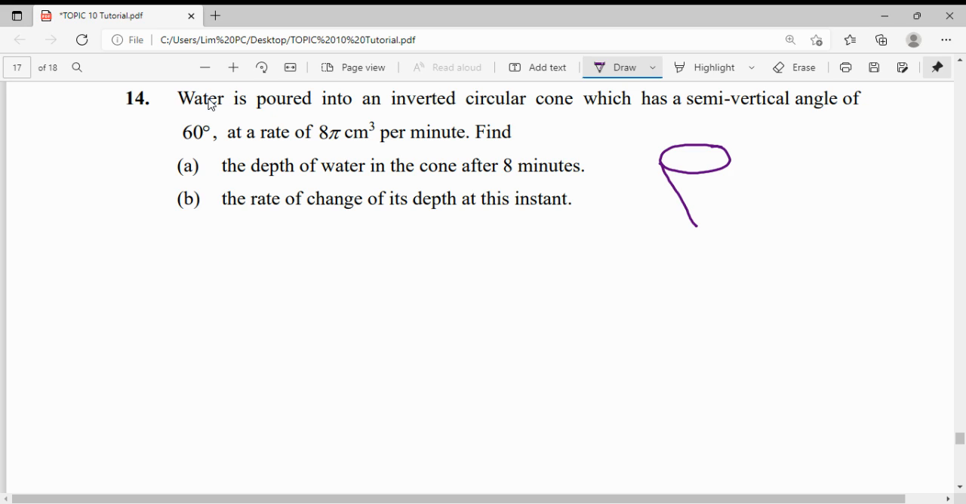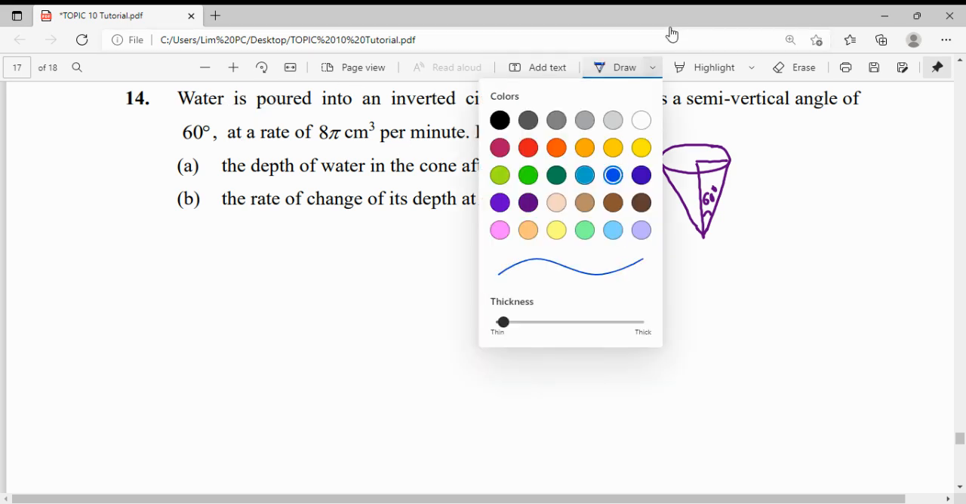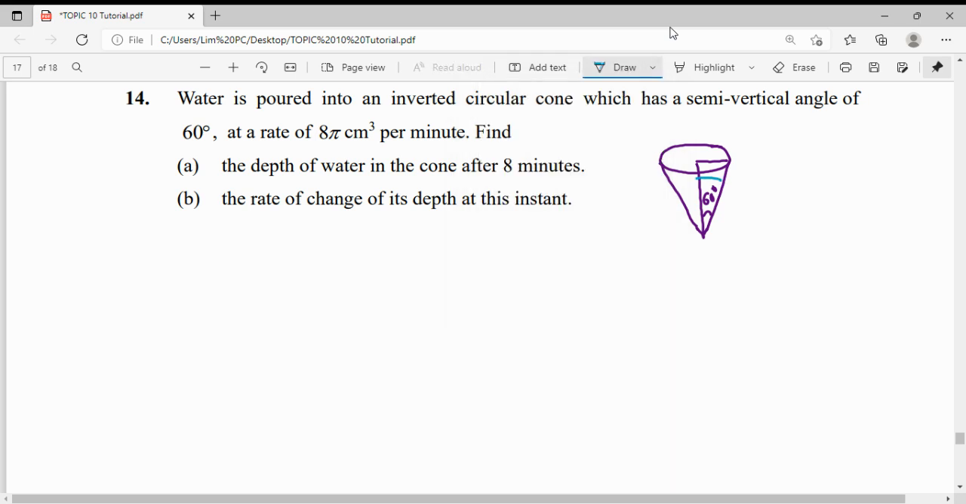In order to store our water, the extra information says that this cone has a semi-vertical angle. So semi-vertical angle means it has an angle here, which is 60 degrees. And then the water is poured inside at the rate of, so this cone is going to store water. Our water will be stored inside here at the rate of 8 pi cm cubed per minute.